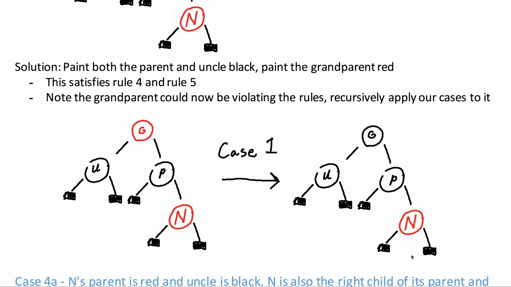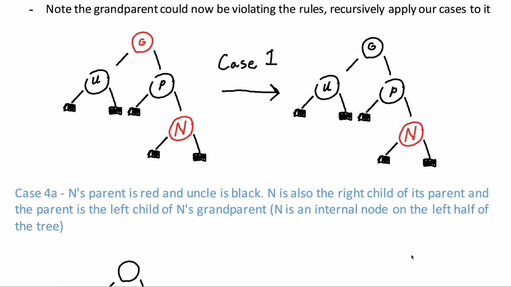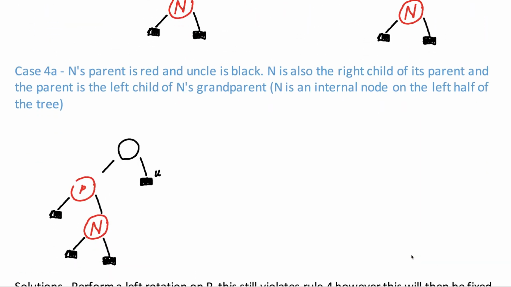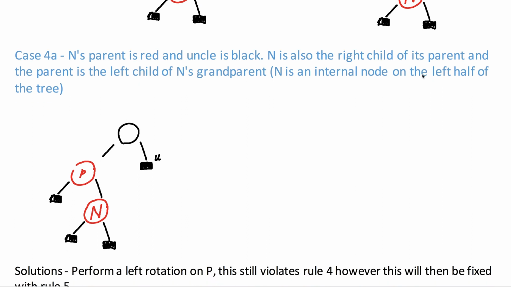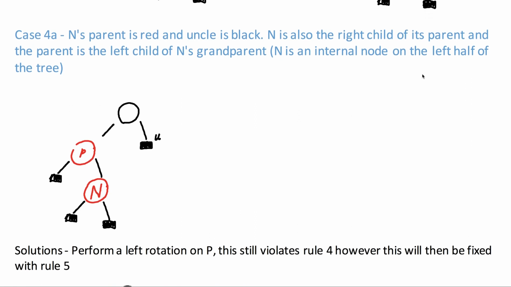Alright, so now we can move on to case 4, and this is where things start getting a little bit more problematic, or you have to think about them a little bit more. In case 4, we're basically saying that if n's parent is red, right, and its uncle is black, along with if n is also the right child of its parent, and the parent is the left child of n's grandparent, then we're going to do a left rotation of this tree, right? In this case, we're going to go through that restructuring operation, right?